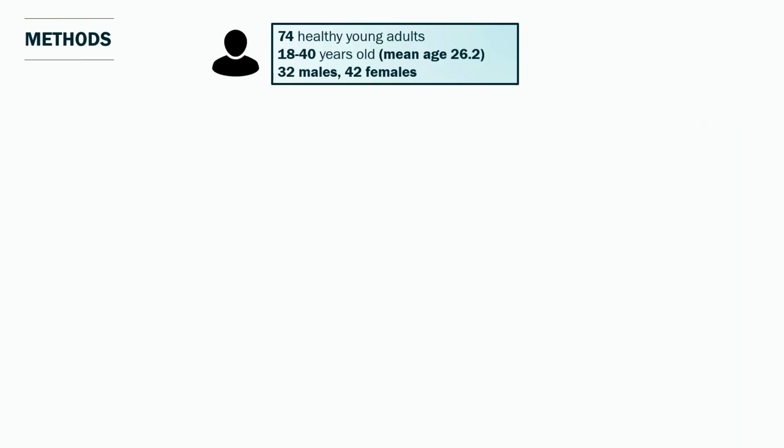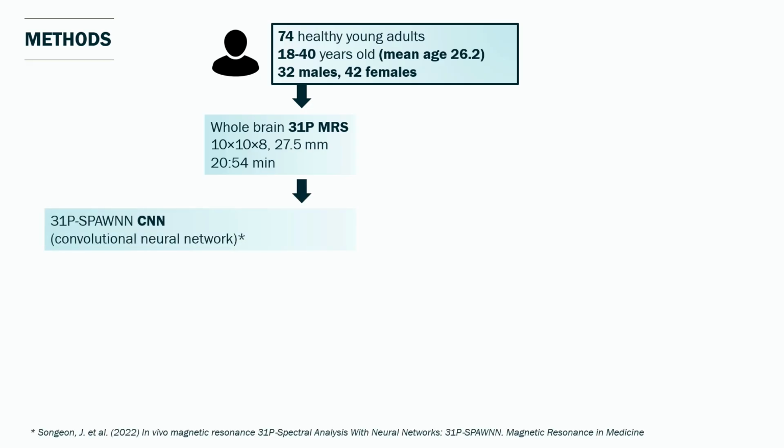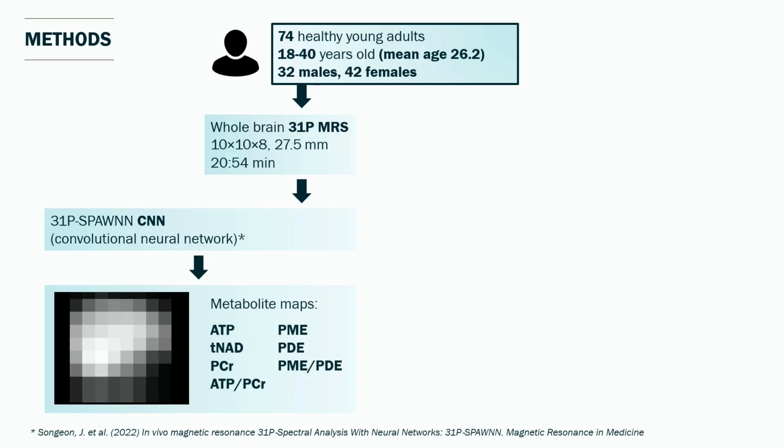So in terms of the methods, this study was done in healthy young adults, 18 to 40 years old. Whole brain MRS was acquired for each of them. You might notice that the resolution of the MRS is more than 2 centimeters. So phosphorus MRS is quite coarse, even compared to the proton MRS, so we need to account for that. And a convolutional neural network was used to quantify these metabolites and create metabolite maps.